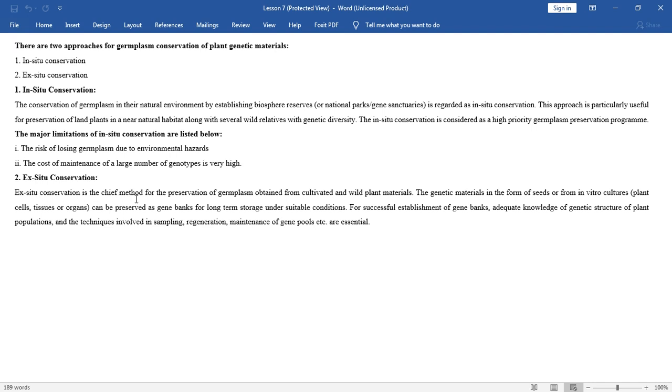Ex situ conservation. The ex situ conservation is the chief method for the preservation of germplasm obtained from cultivated and wild plant materials. The genetic materials in the form of genes or from in vitro cultures, plant cells, tissues, or organs can be preserved as gene banks for long-term storage under suitable conditions. For successful establishment of gene banks, adequate knowledge of genetic structure of plant populations and the techniques involved in sampling, regeneration, and maintenance of gene pools are essential.